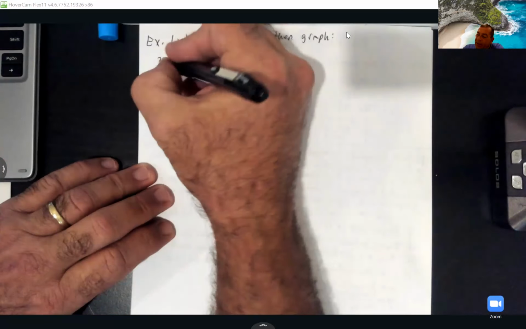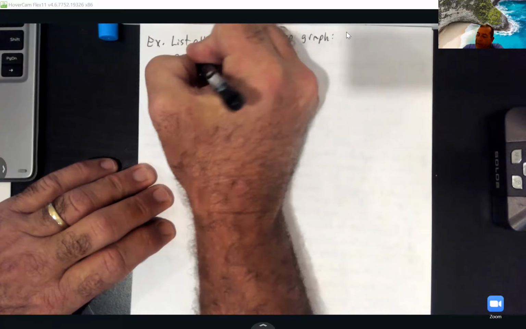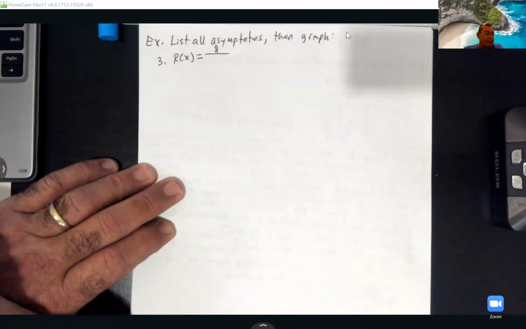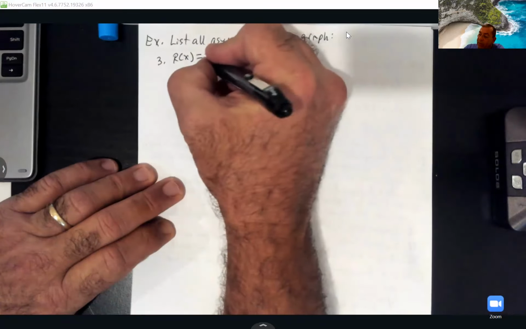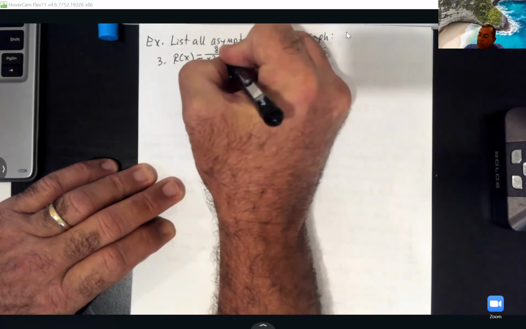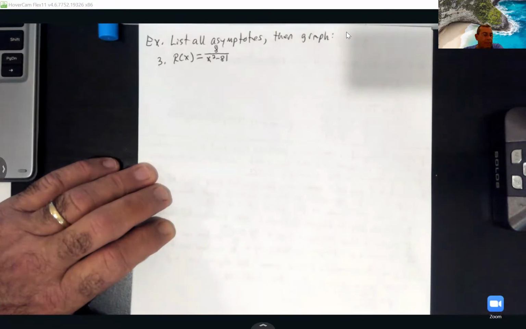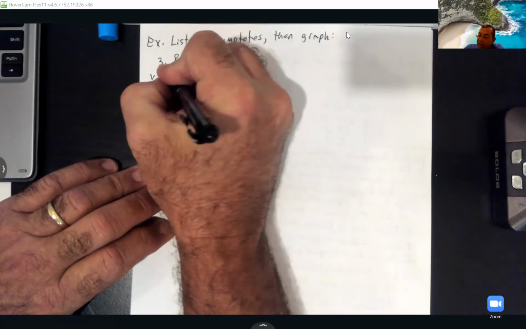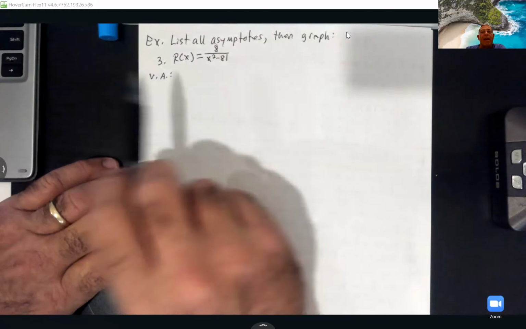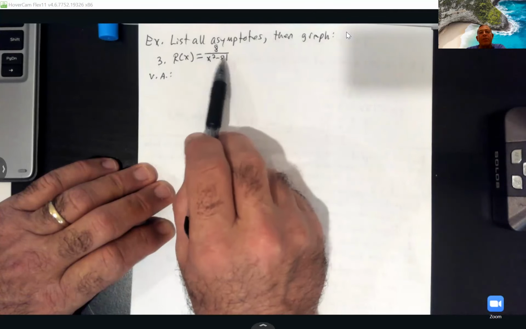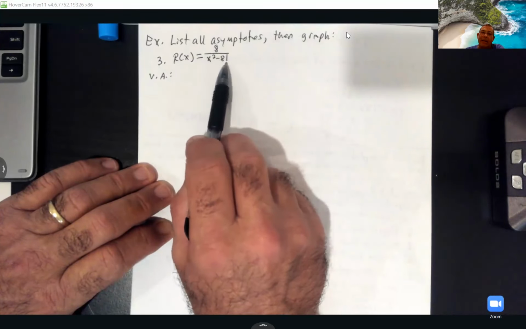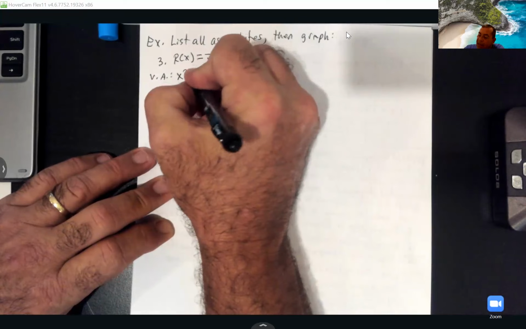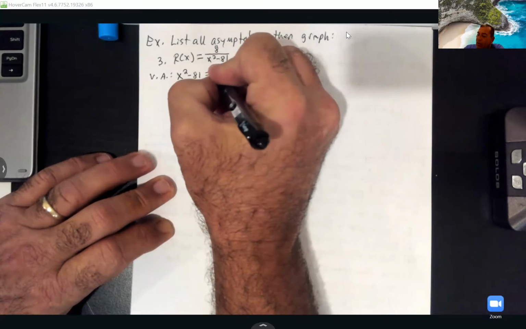So y'all, 3 is r of x equals 8 divided by x squared minus 81. So they go in order. They'll start with your vertical asymptotes. So I'm going to call that a VA for vertical asymptote. To find a vertical asymptote, since it occurs where a function is undefined, we're going to take the bottom of our function, x squared minus 81, and set that equal to 0.